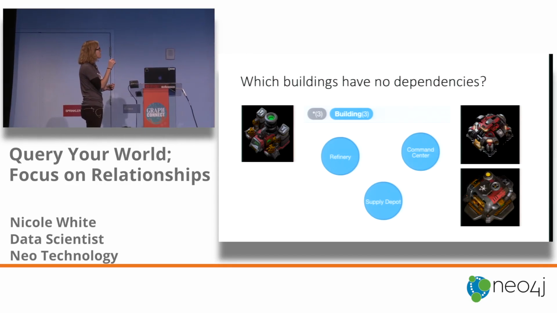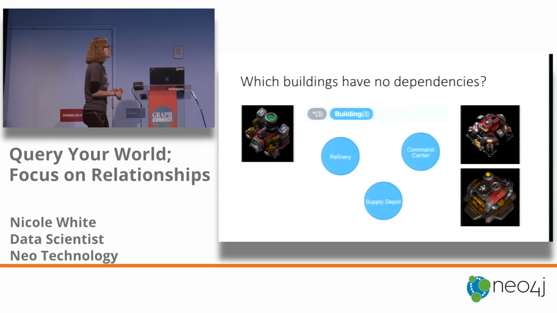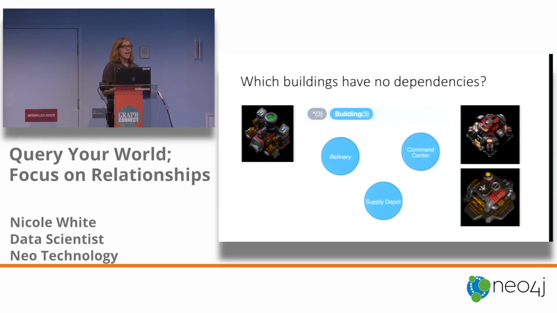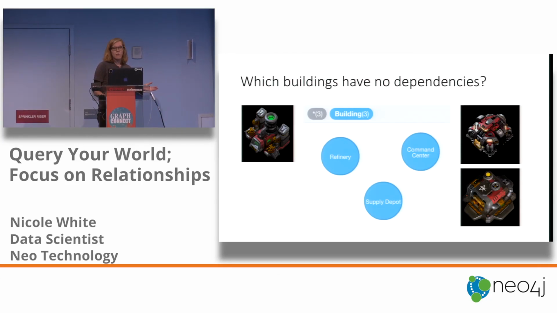So these are 3 buildings that do not have any requires relationships attached to them. We have the refinery, the command center, and the supply depot. These are buildings that you can build from the start of the game without anything on the map.